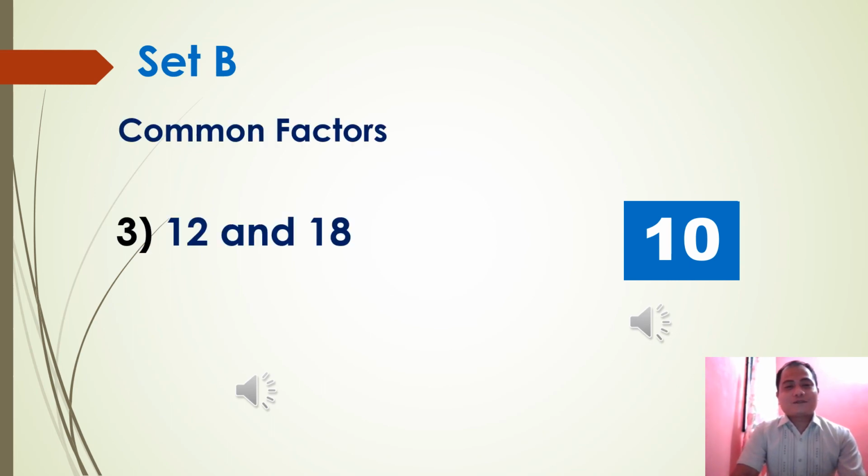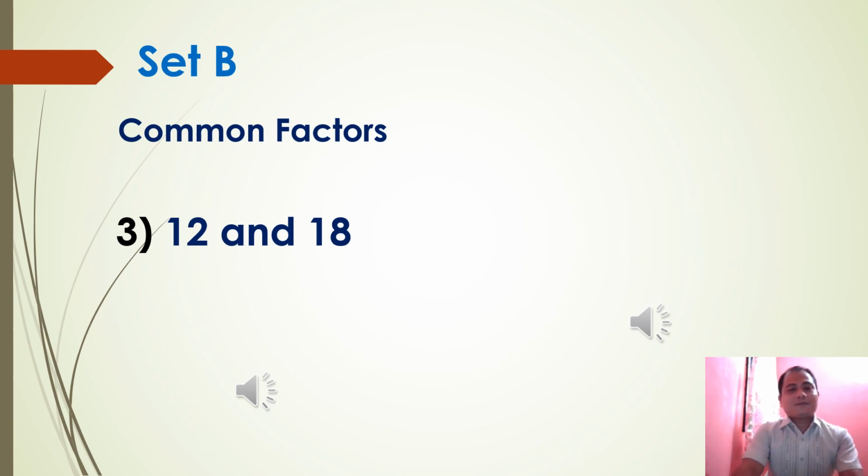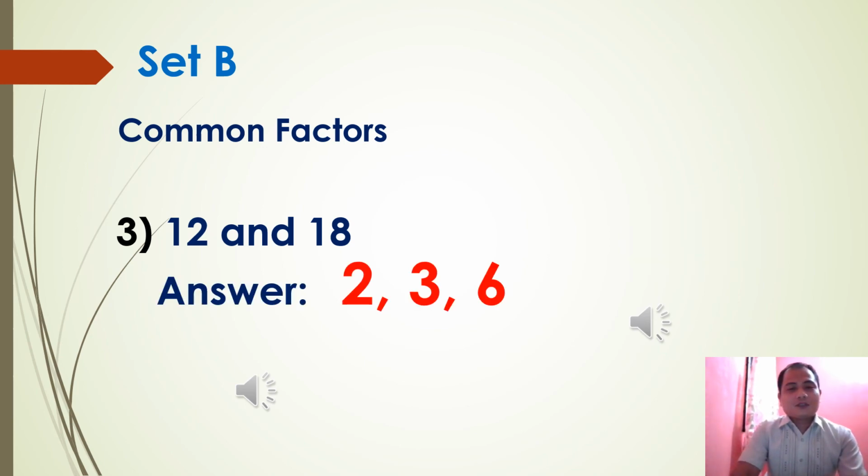Number 3. Common factors of 12 and 18. You have 10 seconds to answer. Okay, time's up. The answers are 2, 3, and 6. So it should be 3 answers, no? It can't be just one. So 2, 3, 6 are the answers.